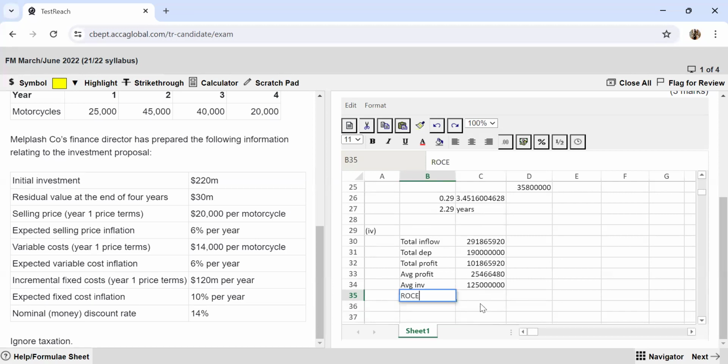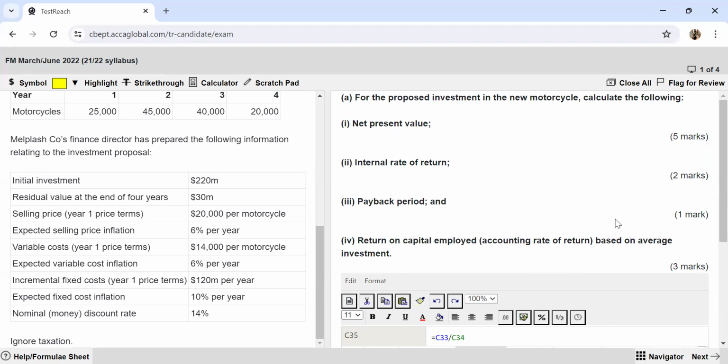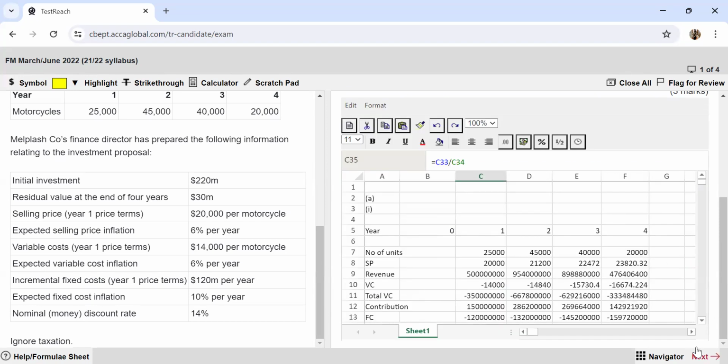Now I can use the ROCE formula, in which the numerator is the average accounting profit and the denominator is the average investment. You hit enter and convert it to a percentage. So roughly 20.37% is your return on capital employed. With this, we are done with part A. Now let's move ahead.